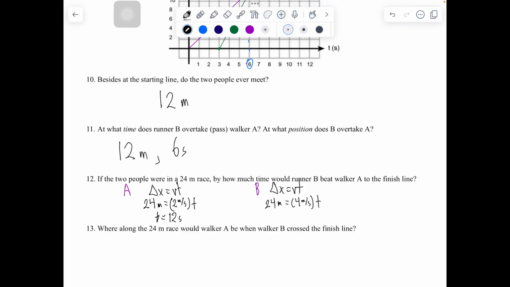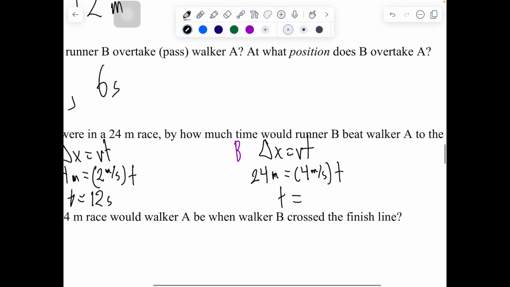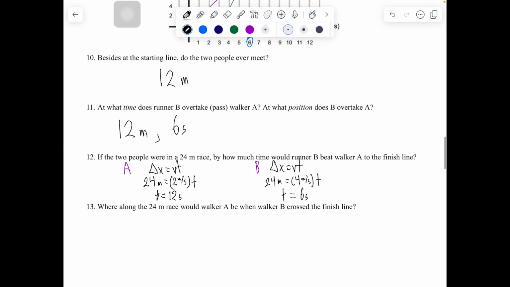And now we can go ahead and take 24 divided by 4, and we get our time of 6 seconds. Now be careful with this. Again, like I mentioned, that's how long it takes to run the 24 meters.